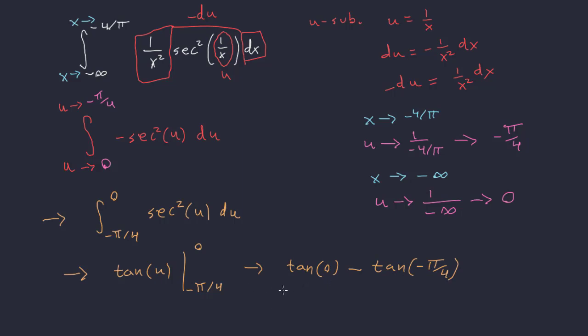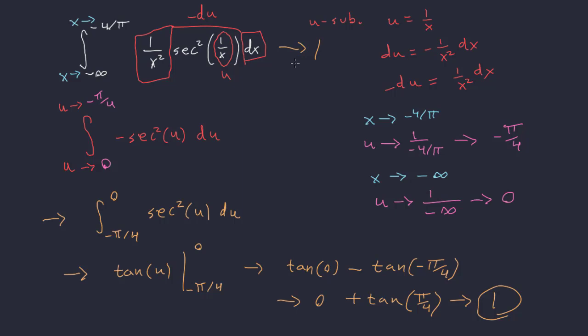Okay, so tangent of 0 is 0. Tangent of negative pi over 4, well, tangent, we can always take the negative outside, just like we can with sine. And tangent of pi over 4 is 1. So this integral converges to 1.